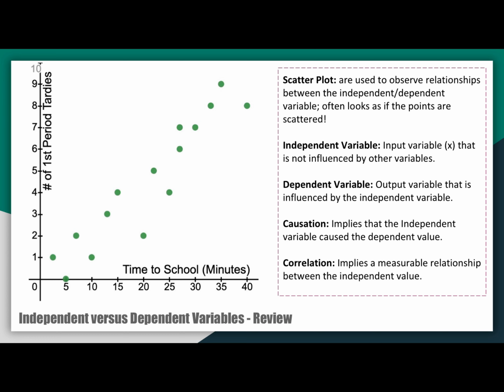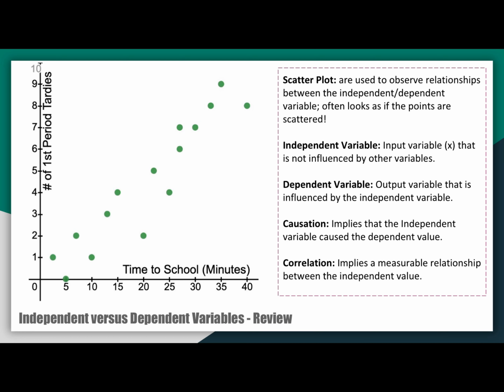For starters, on the left, we have a scatter plot, and those are used to observe relationships between independent and dependent variables, and they often look as if the points are scattered. So you probably know what this is, but I want to hit it again, because it is super important to understand why we use scatter plots. If you look here at this scatter plot, you notice that it's very different from a function. The points are scattered. We have to ask ourselves, why are they scattered?